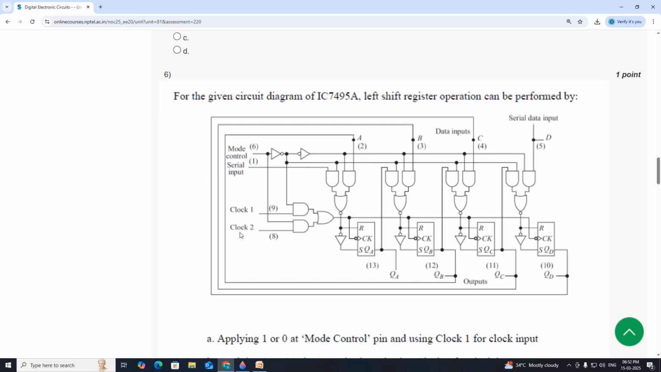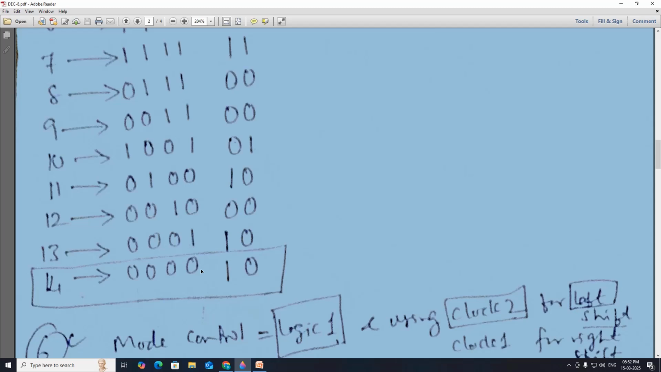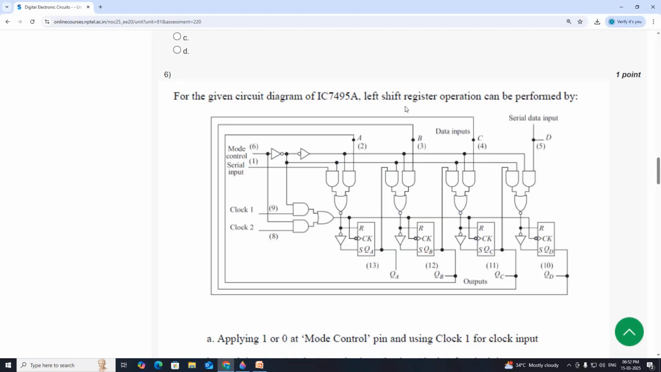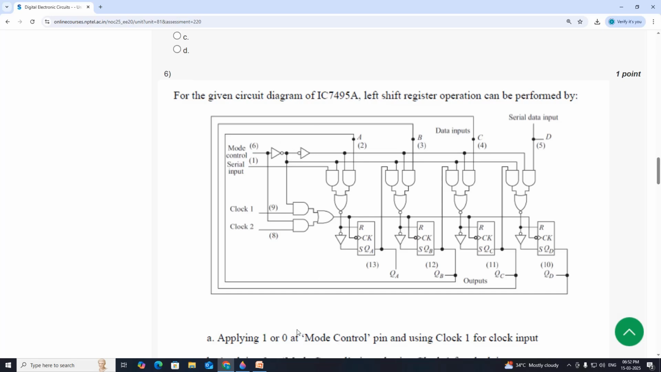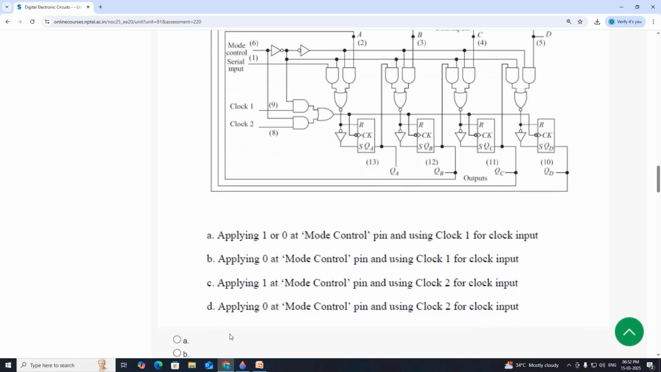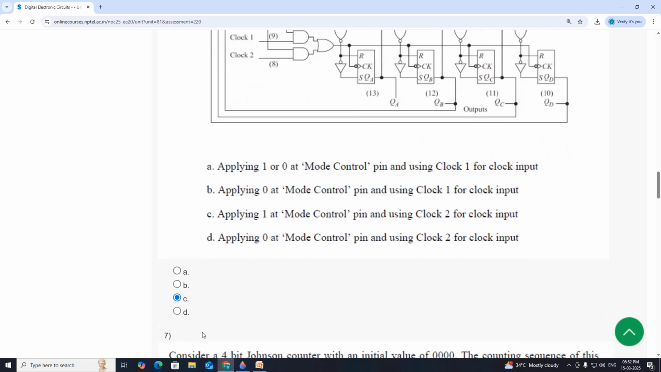Now sixth one, for this given diagram. Clock 2 is for left shift, and the mode control is logic 1. So the problem is left shift. Then applying 1 at the mode control pin using clock 2, option C.